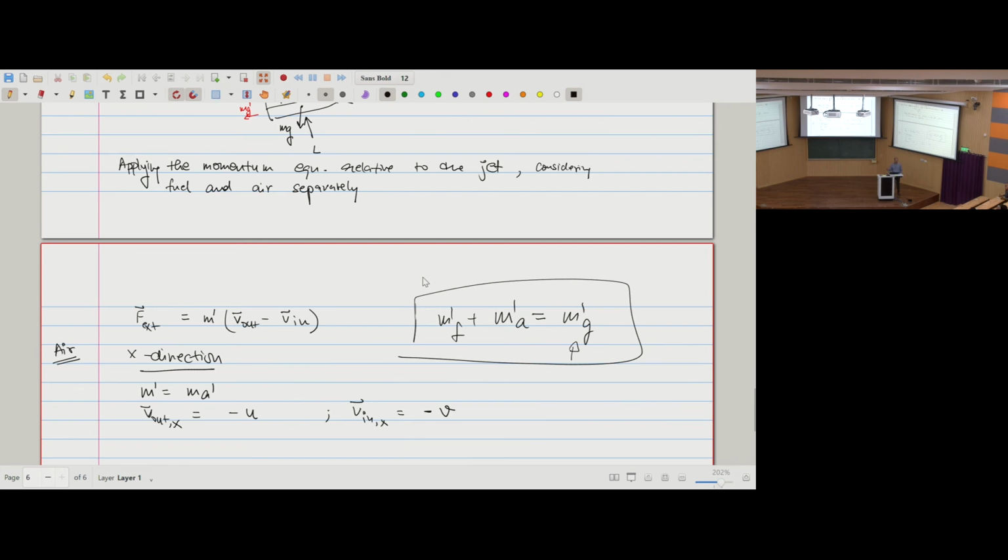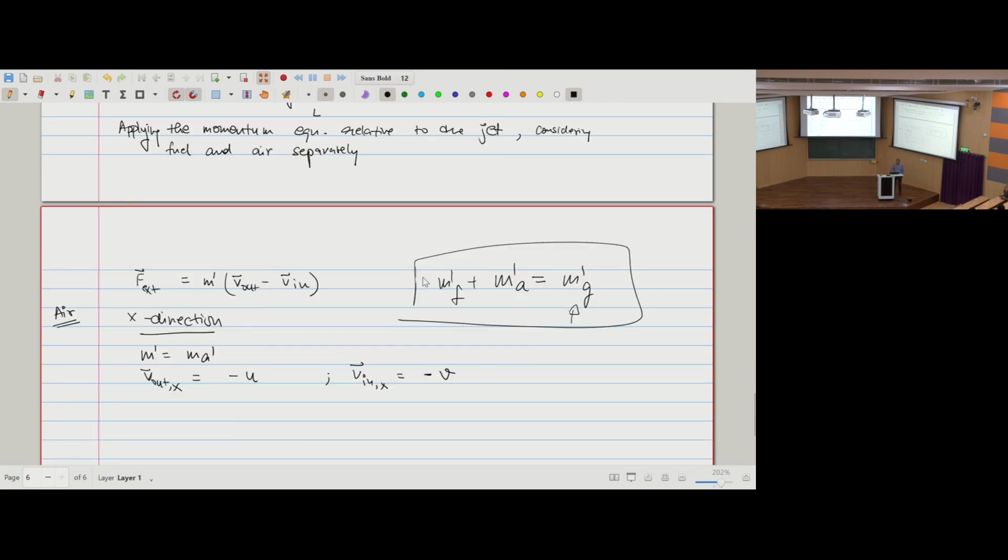So the air enters and leaves. The air enters, the air is stationary, the jet is moving. So relative to the jet, the air is entering at a speed of minus v, and it is leaving at a speed of minus u, because that's given to us. Relative to the jet, the air leaves at u. Okay. So we apply this.